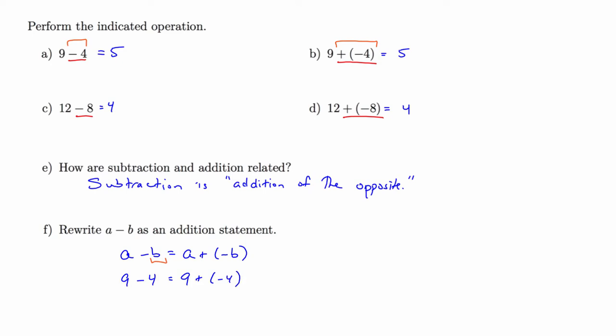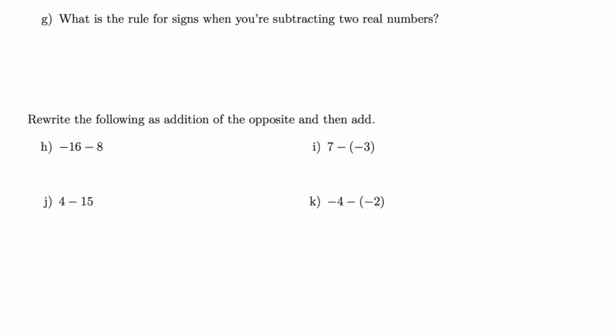In part G, we want to state the rule for signs when we're subtracting real numbers. The catch is, there are no rules for signs when you're subtracting 2 real numbers. What we need to do is think of or rewrite the subtraction as addition of the opposite, and then apply the rules from addition.